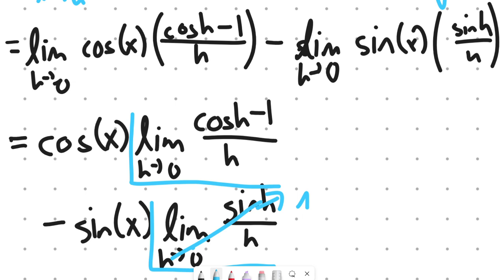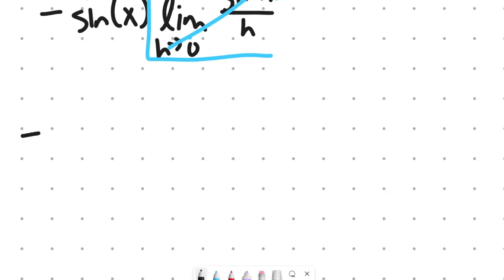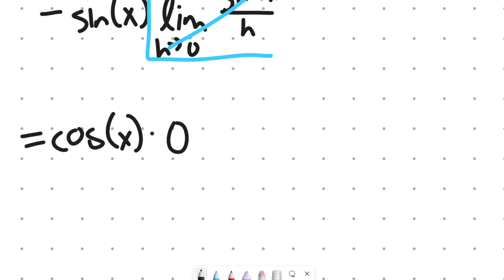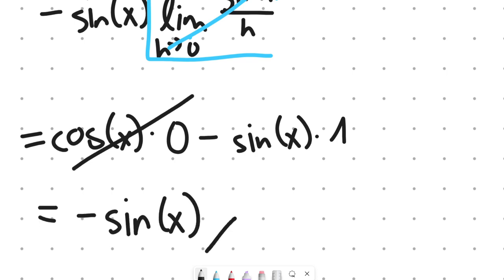And the limit as h approaches 0 of cosine of h minus 1 over h is equal to 0, which means we have cosine of x times 0 minus sine of x times 1. Cosine of x times 0 is 0, so we will just have minus sine of x. So we have proven this formula.